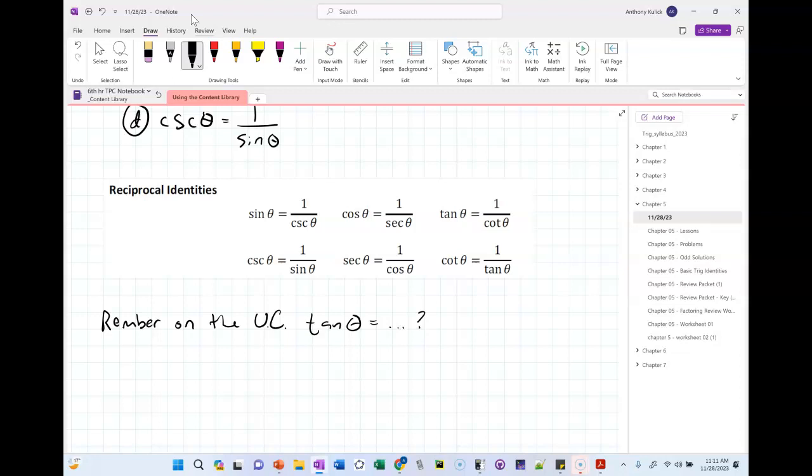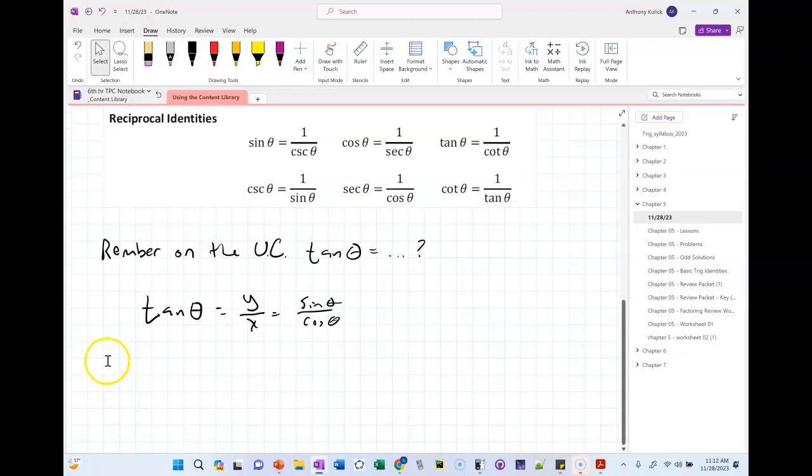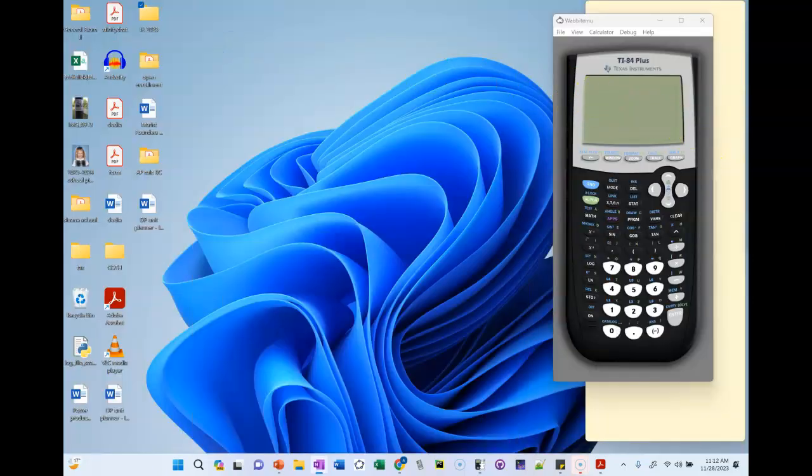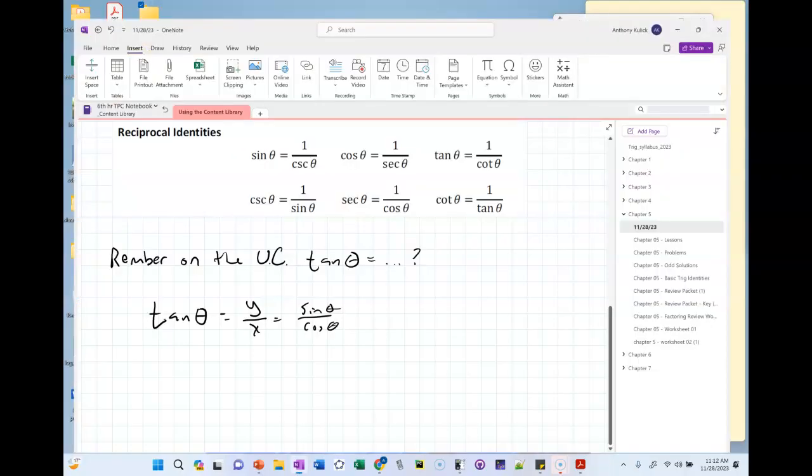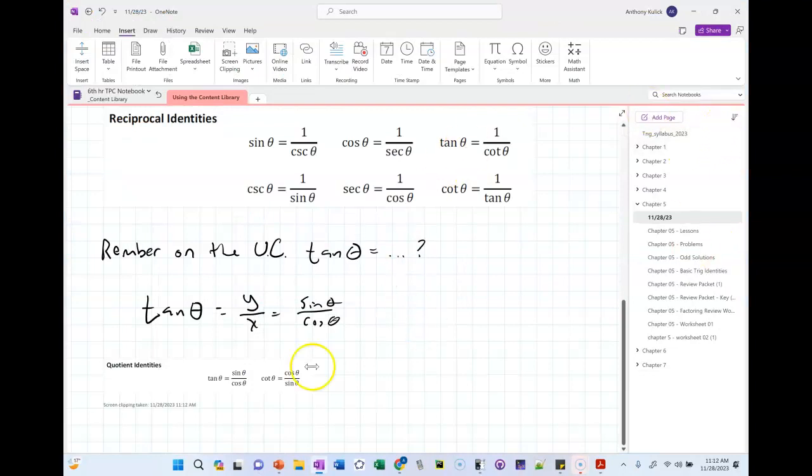And on the unit circle, what does y represent? Sine theta, right? And what does x represent? Cosine theta. So can we say tan theta is then just sine theta over cosine theta, right? And if cotangent's the reciprocal of tangent, what can we say cotangent is? Cosine theta over sine theta. Very good. That's our next set of identities. We call those the quotient identities.